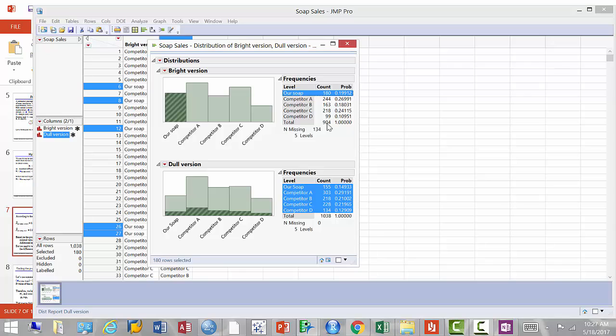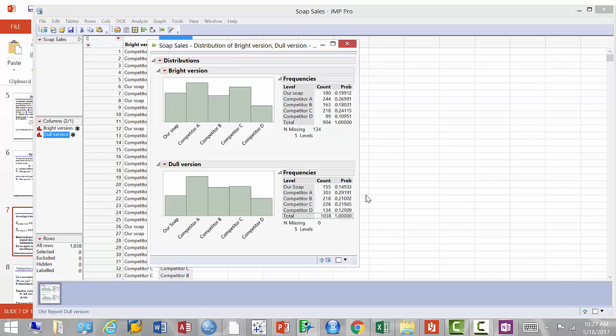904 is the sample size for the brightly colored version, right? And out of these 904, 180 were our sales. So bright sales, 180 out of 904. My sample number 2, that's the dull soap, right? Size 1038 for the dull soap. And our sales were 155 bars out of these 1038. But these are the only pieces of information that the test requires.